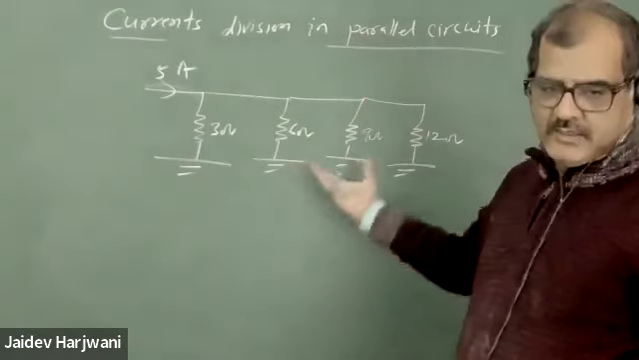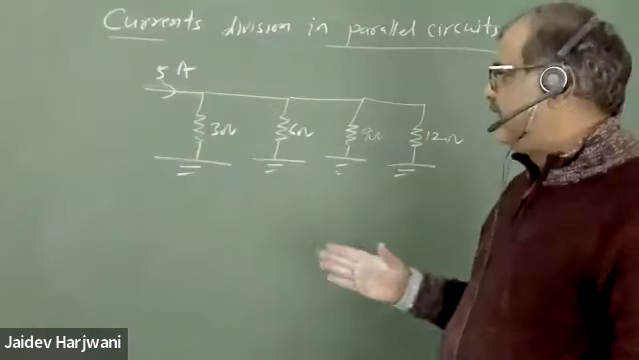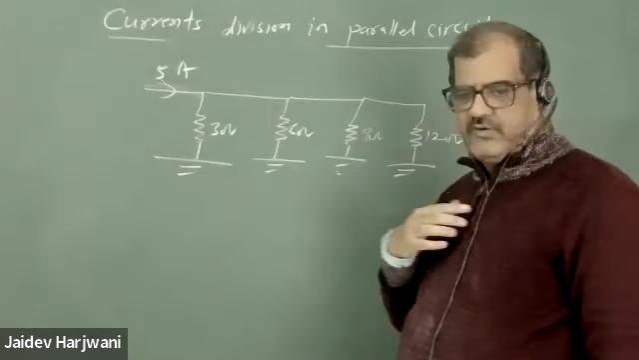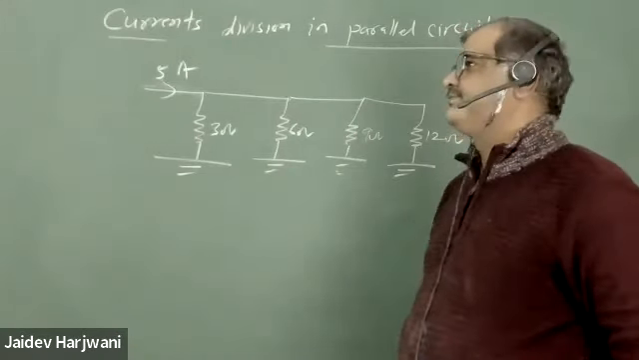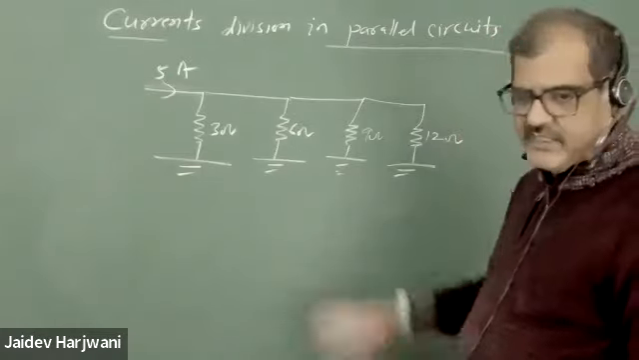Now here more than two resistors are there, so that logic you cannot apply. Current in this one is equal to current like this, you cannot do. Okay, so now you have to calculate R equivalent. Now it is more simpler.